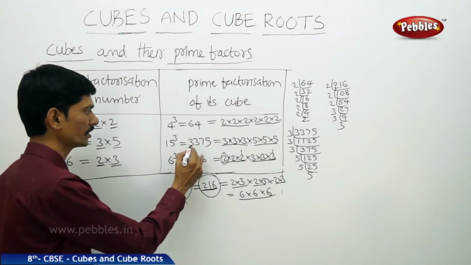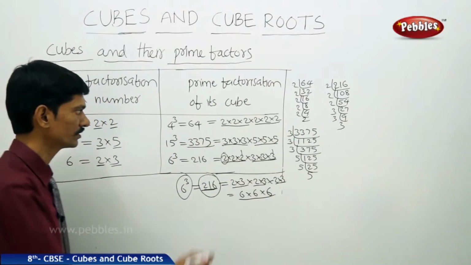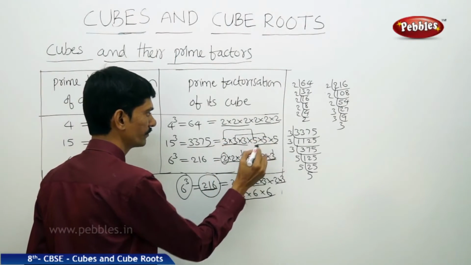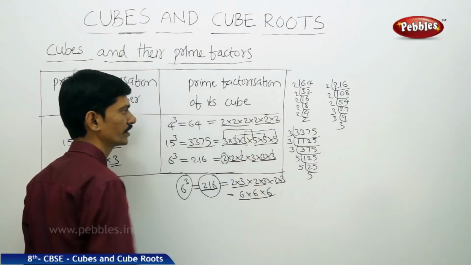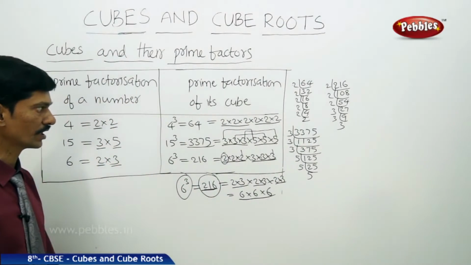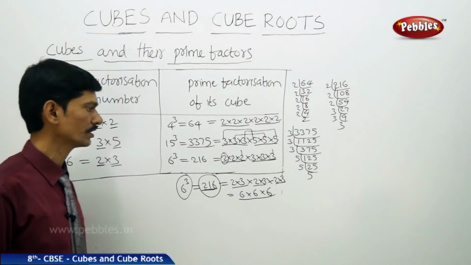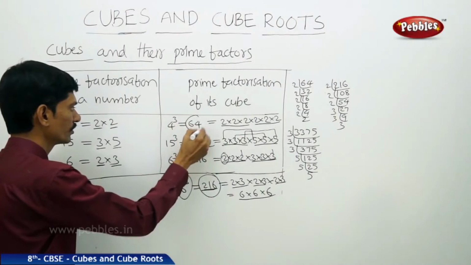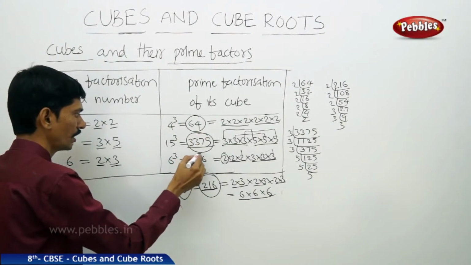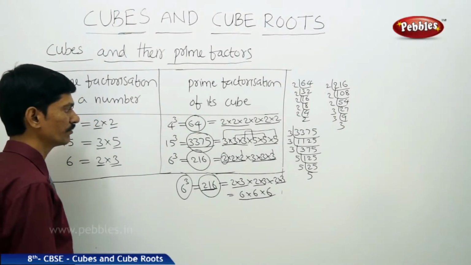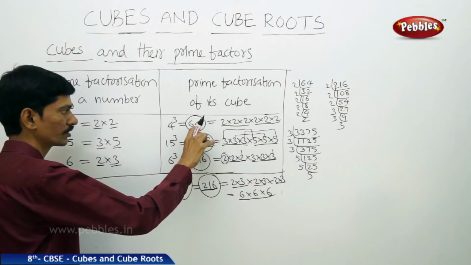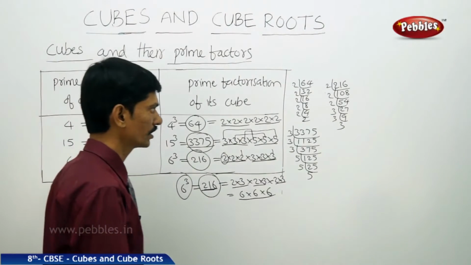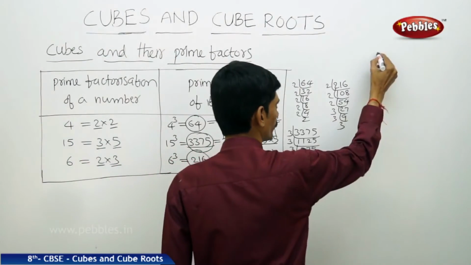Even 3375 is also a perfect cube, because we can write it as 3 into 5 which is 15, again 3 into 5 which is 15, again 3 into 5 which is 15. So when a number is expressed as the product of three equal factors, then the number is called a perfect cube. So here 64, 3375 and 216 are perfect cubes, and these are the cubes of 4, 15 and 6 respectively. Now let us check whether 49 is a perfect cube or not.